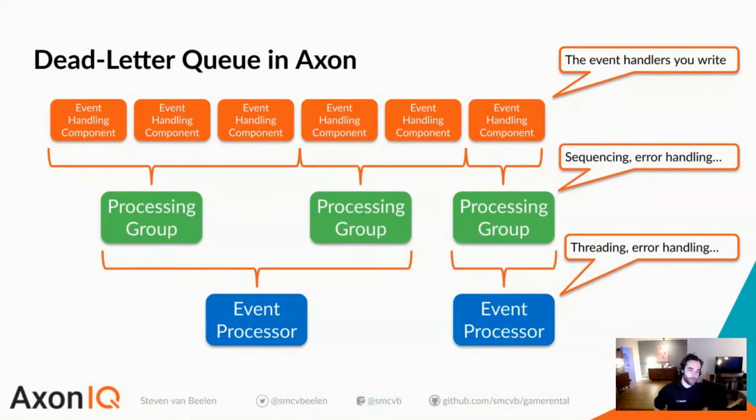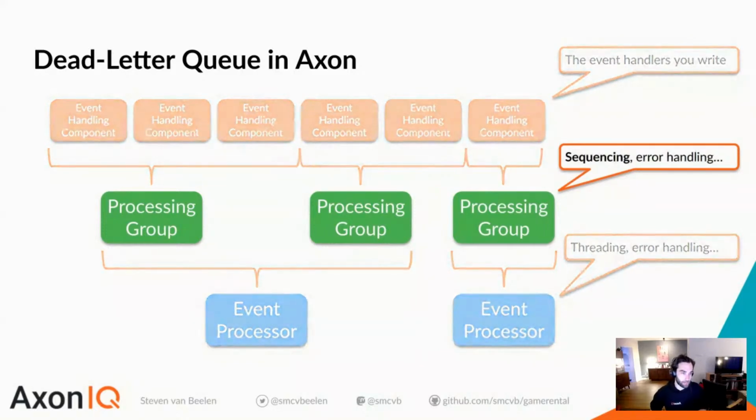The event handling component was very obviously not the right place, because that is the thing you write. That's something you could have already done. That's not really us providing something to you. What we end up doing is putting it into the processing group layer. The specific reason we did that is because of the sequencing, which is very important, and I'll come to that in a little bit.